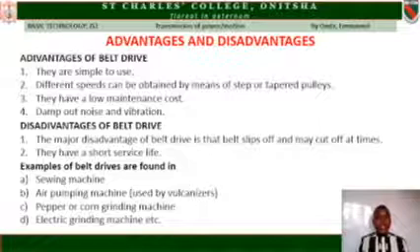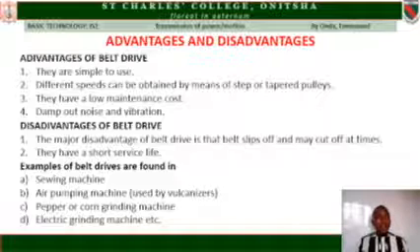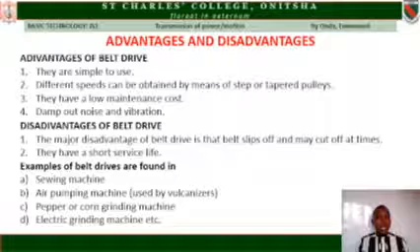We'll go to the advantages and disadvantages of a belt drive. The advantages of belt drives are they are simple to use. The belt drives are very, very easy to use. They are also easy to install. You don't need any special skill in order to install a belt drive to a machine or to a pulley. Two, different speeds can be obtained by means of step or tapered pulleys.